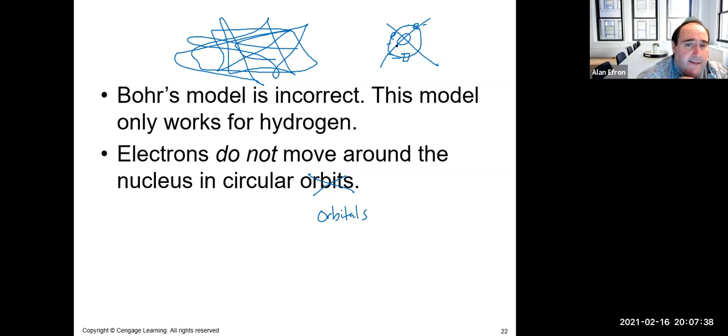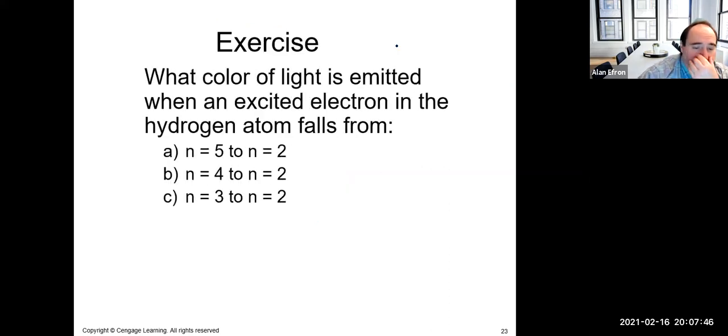Any questions on any of that there? All right, so let us do some calculations of all this stuff we just talked about. In this particular one, we want to know what color is emitted when an excited hydrogen atom goes from n equals 5 to n equals 2, n equals 4 to n equals 2, and n equals 3 to n equals 2.